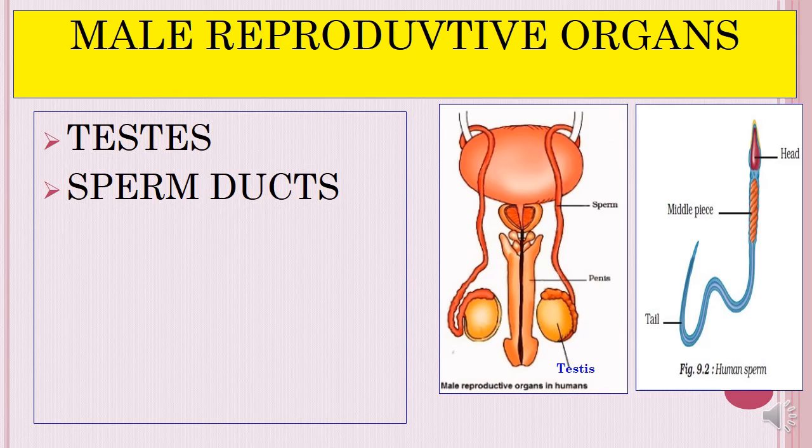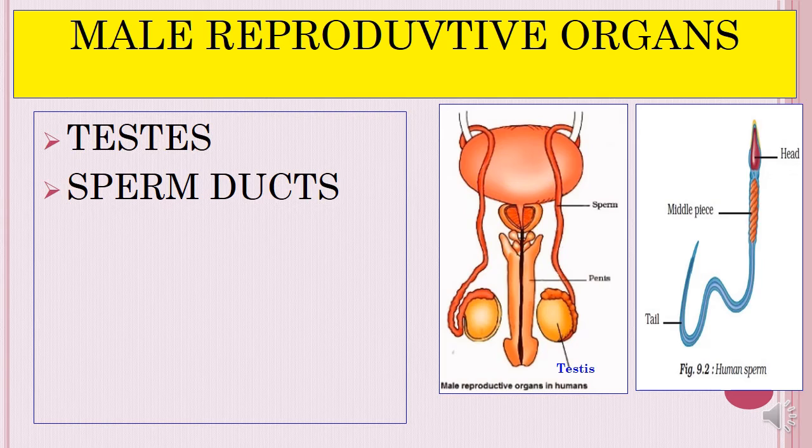Now I am going to discuss male reproductive organs. The reproductive system of human male consists of the following organs. Number 1, testes, as you can see in the figure. These are 2 in number, oval in shape. They lie within the scrotum outside the abdominal cavity. Testes produce male gamete called sperms.